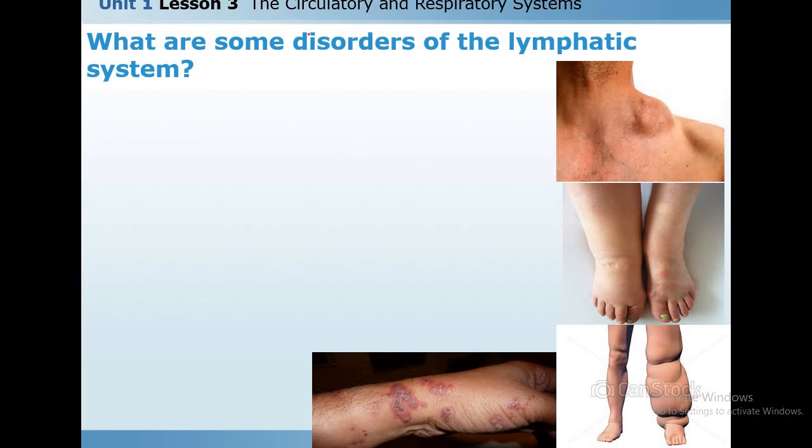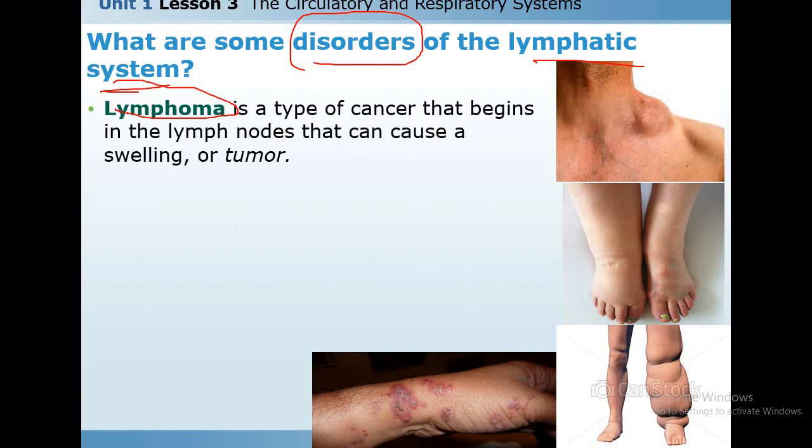So what are some disorders of the lymphatic system? First, lymphoma. Lymphoma is a type of cancer that begins in the lymph nodes and can cause swelling or a tumor. Look, there is a swelling or tumor. This is caused by a type of cancer called lymphoma that affects lymph nodes.